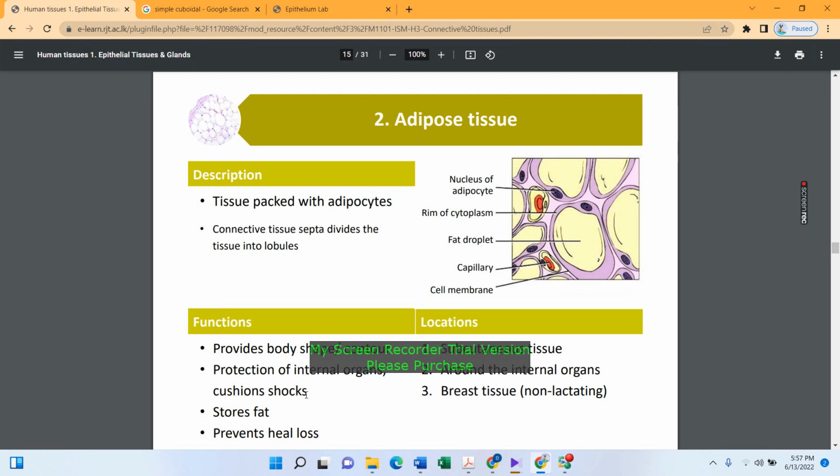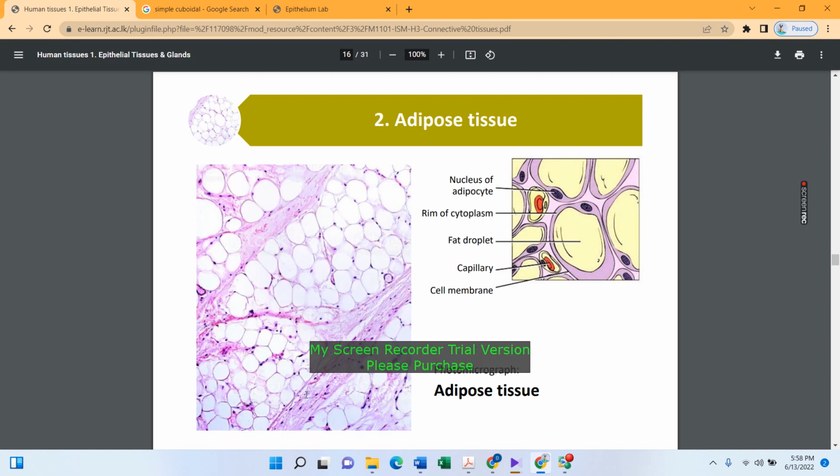So shocks are cushioned by this adipose tissue, and it provides body shape, protection of internal organs, and cushioning of shocks. It stores fat and prevents heat loss. Not that they burn the fat, but just by having fatty layers, they help you to preserve heat, right? Then they are found in subcutaneous tissues, around the internal organs, and in breast tissue, non-lactating breast tissue.